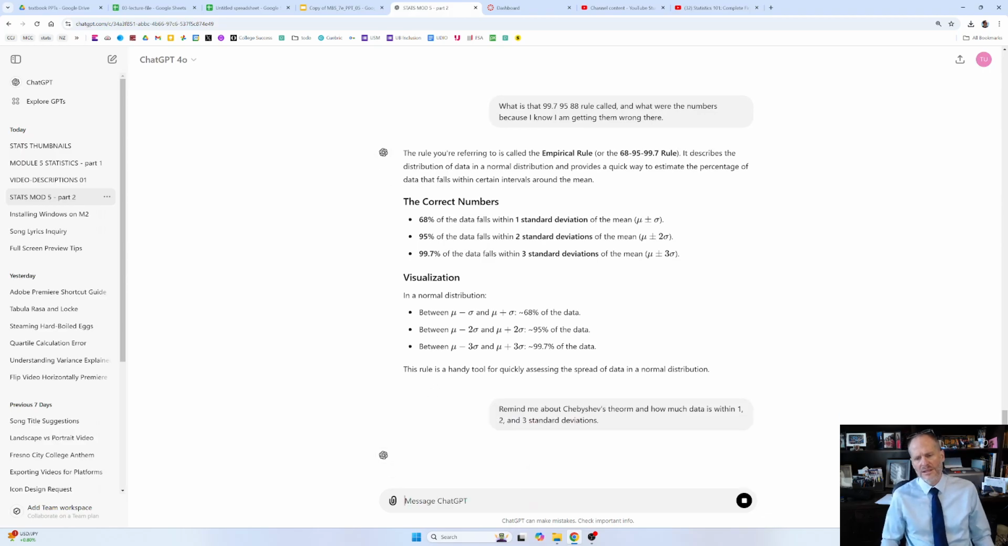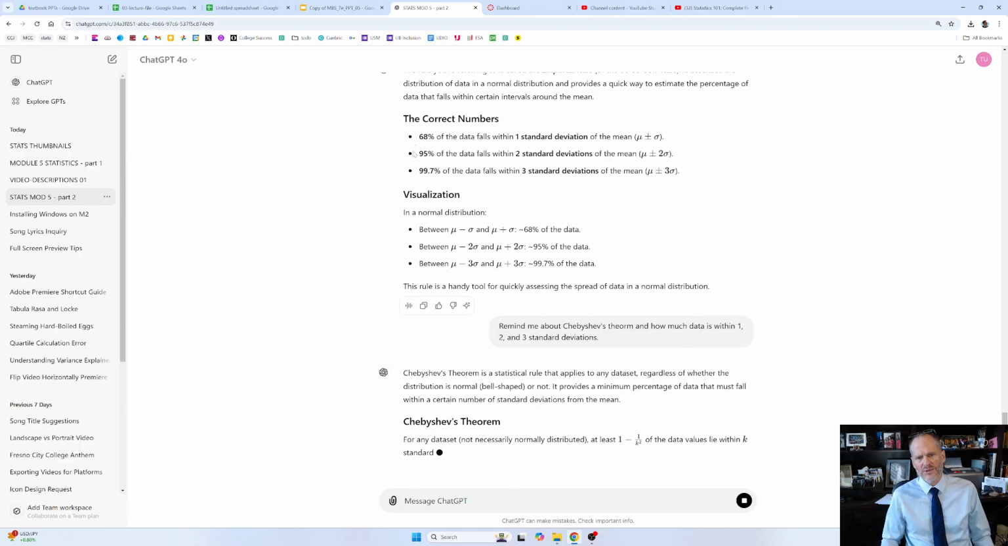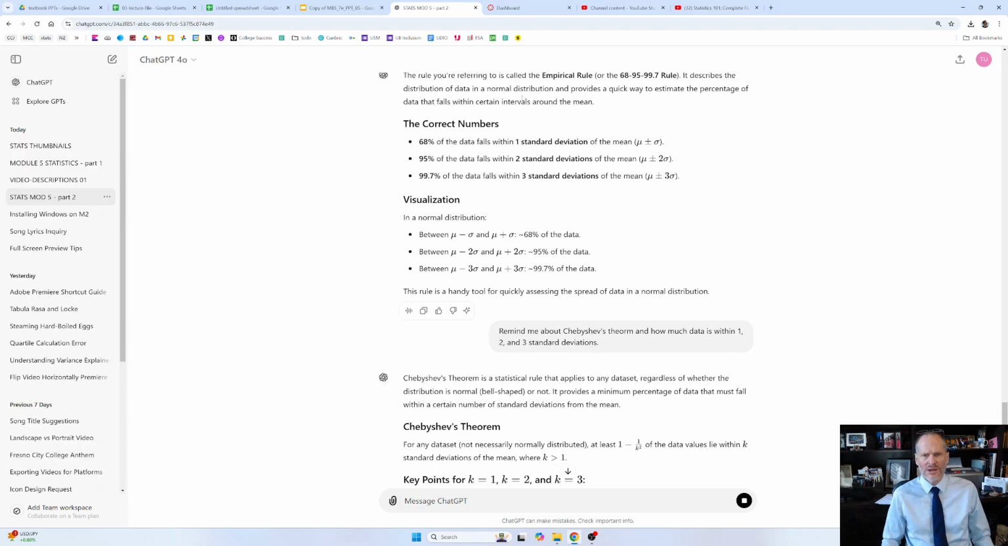And so now we're going to see Chebyshev's theorem here. Within one standard deviation, that's where 68% of our data is when our data is normally distributed. That's called the empirical rule. That's the phrase I was looking for.